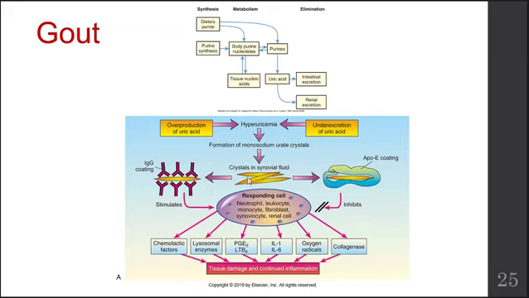So it can form these crystals within synovial fluid within the joints that can cause a lot of pain and dysfunction because of tissue damage and continued inflammation. So you don't need to worry about all the variables within here.